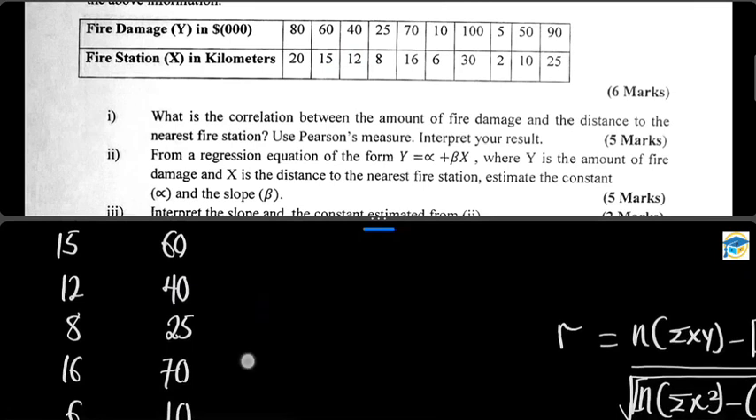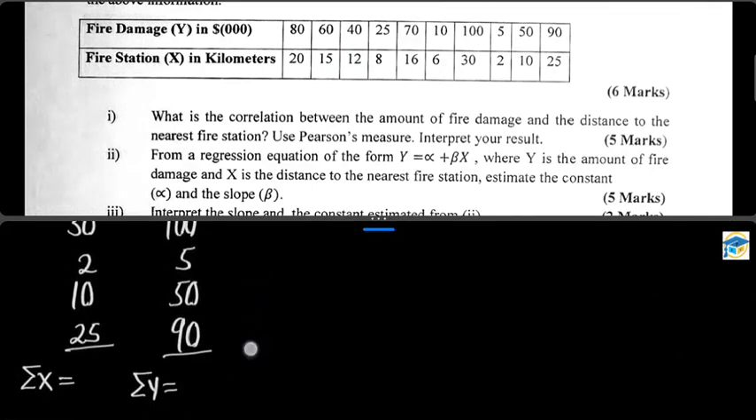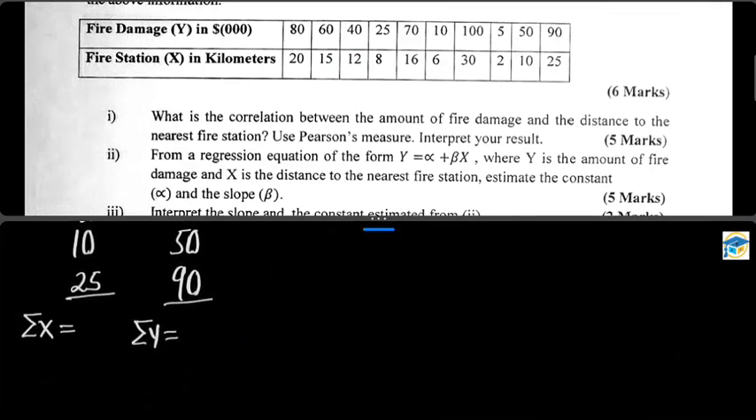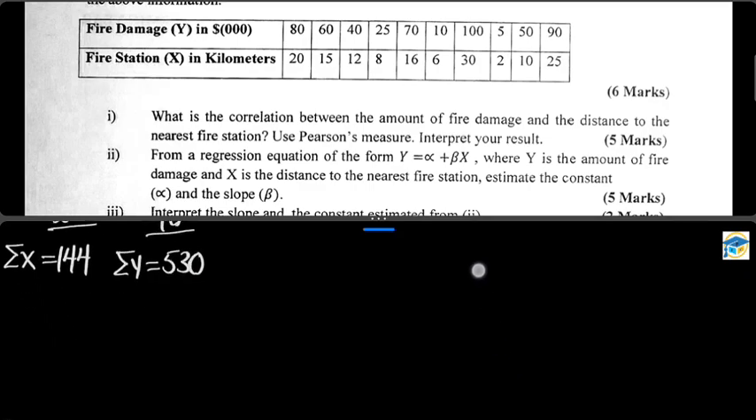Right? So these are the values. Let's sum them up and see the total for summation x and that of summation y. With summation x, after summing you should be able to get a total of 144, and for summation y you should arrive at a total of 530.